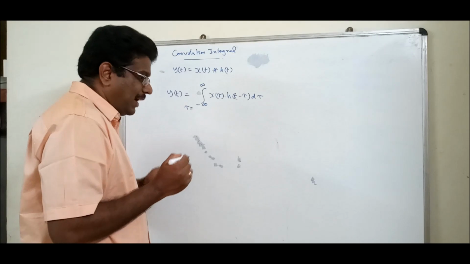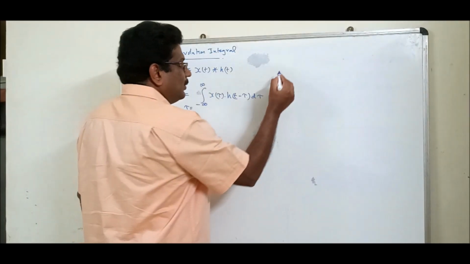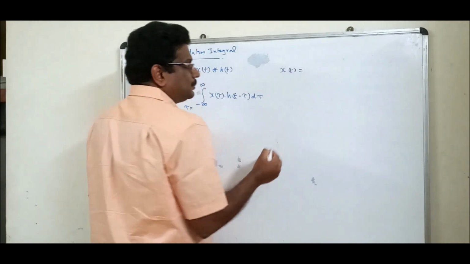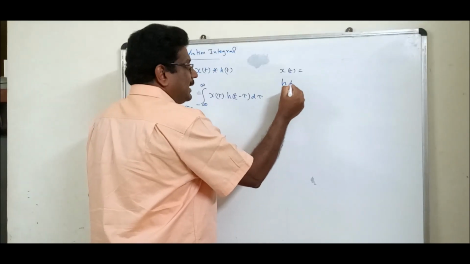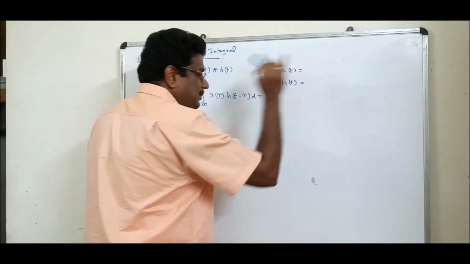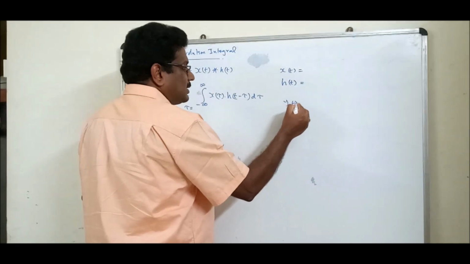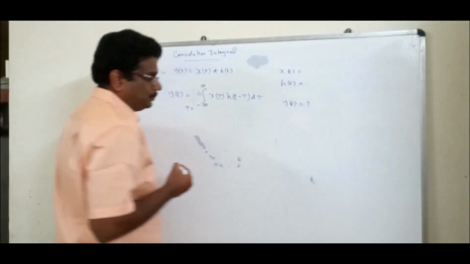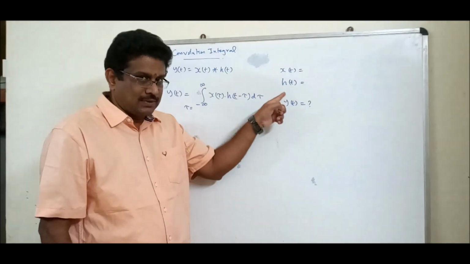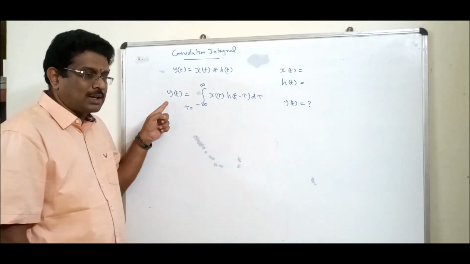Now, when I do some problem, I will give you x of t equal to some signal, and the impulse response h of t equal to some signal. What I will give you? These two. What will I ask you? What is y of t? But recall, I will give you x of t and h of t. You should use this formula and identify what is y of t.